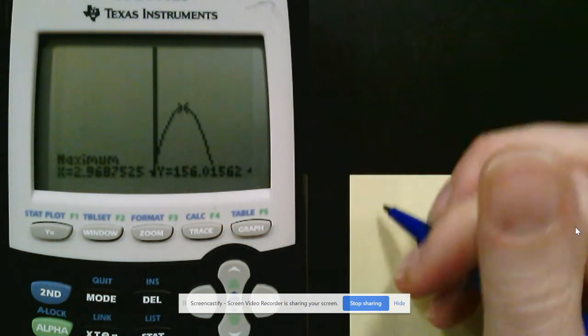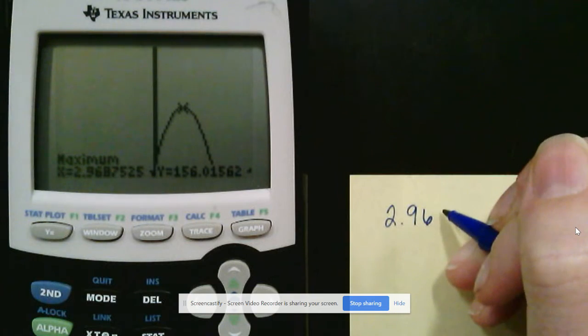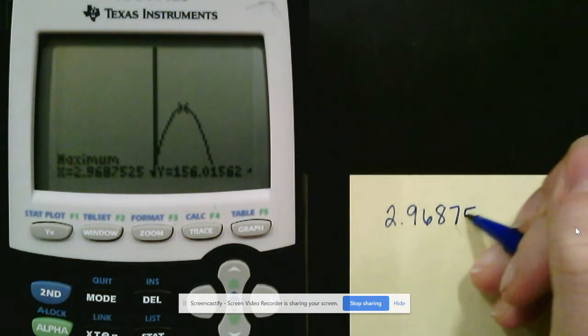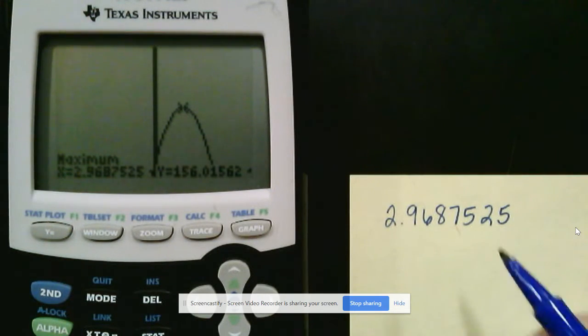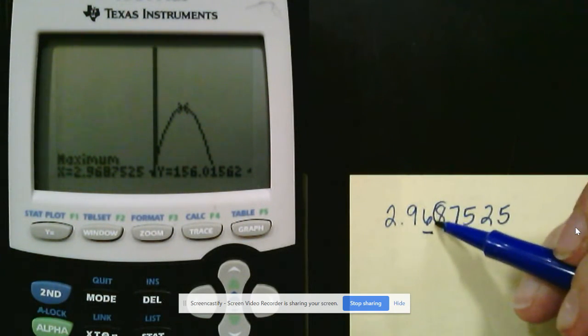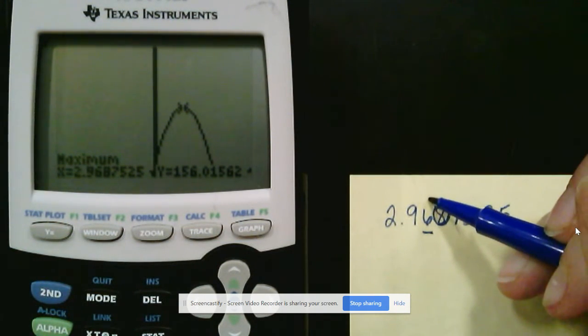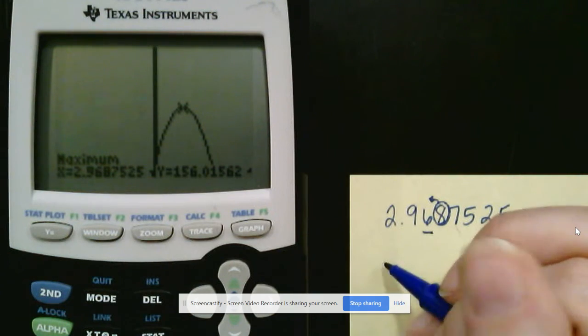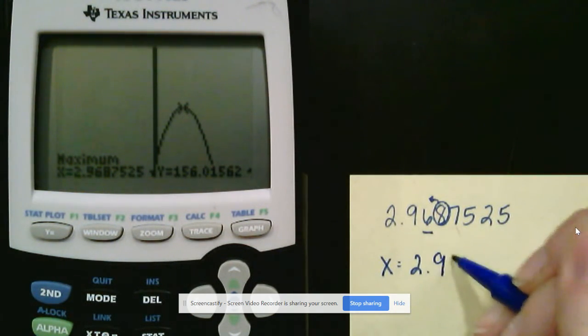So if I have this X value, 2.9687525, I'm rounding to the hundredths. So I'm really focused right here, and I'm going to check the number next to it. If it's 5 or greater, it's going to push this number up. So our X value is really 2.97.